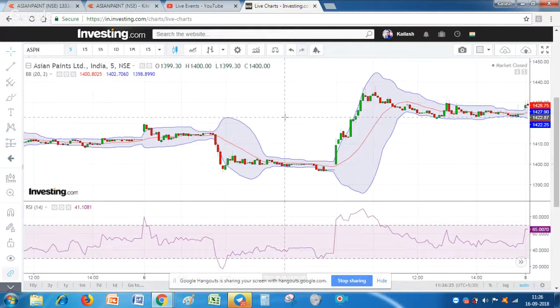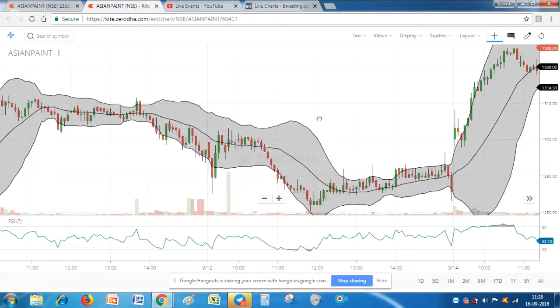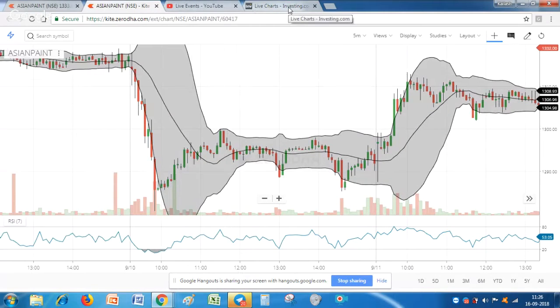So friends, we have nothing to do with the whole details of this indicator. This is a simple indicator. You can use it anywhere, on free charting sites like investing.com, or in any charting app, just like I have the Kite app of Zerodha. I have used this indicator here also. I'm opening the same thing in Asian Paints on the 5 minute time frame.